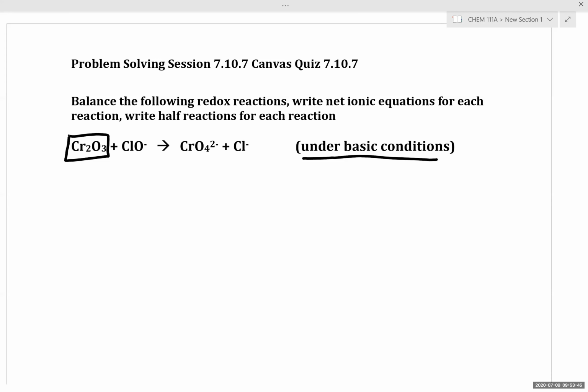And if you have any questions, don't be shy to message your questions in the chat. And I'd like to see your proposed balanced half reaction in the chat for the first half reaction involving chromium 3 oxide. And we'll resume our discussion and we'll discuss this first half reaction in about another 2 to 3 minutes.